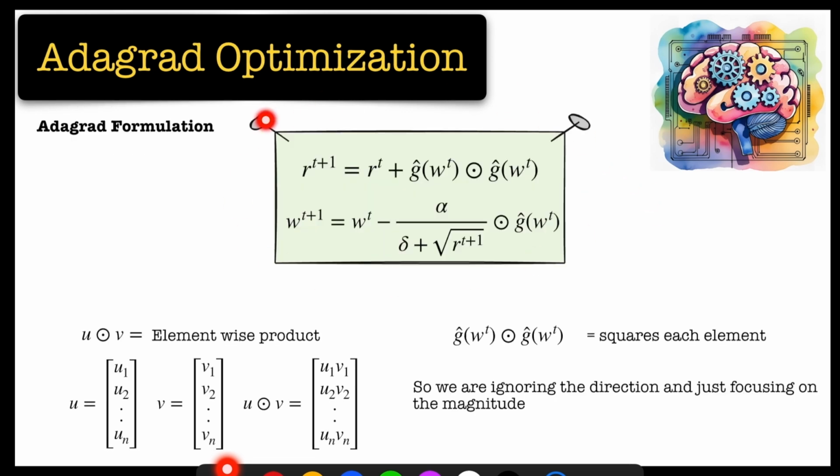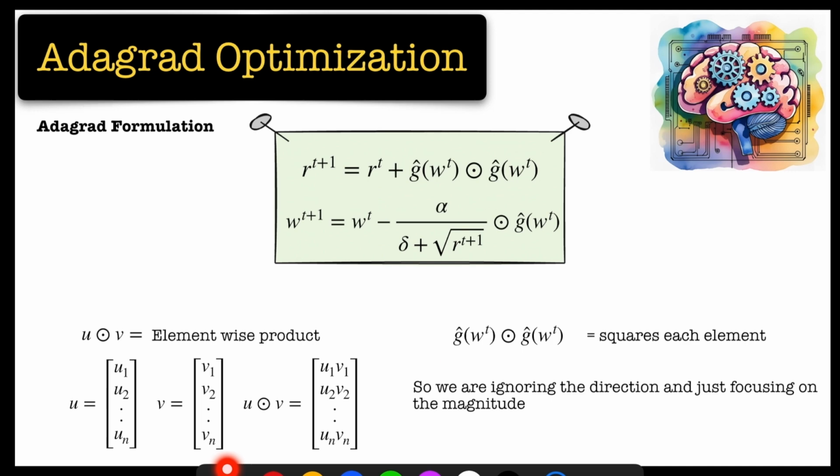Now this is the AdaGrad formulation. R(t+1) equals R(t) plus g hat W(t) dot g hat W(t). This is the element-wise product. What is the element-wise product? Let's say U is an n-dimensional vector U1, U2 till Un, and V is an n-dimensional vector V1, V2 till Vn. The element-wise product of U and V will be U1V1, U2V2 till UnVn.